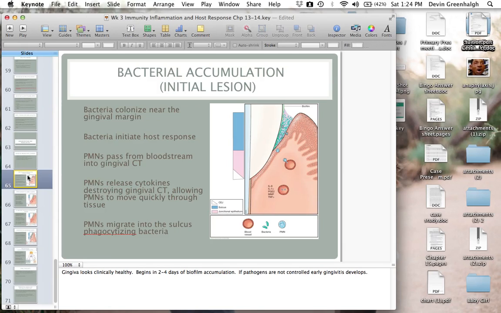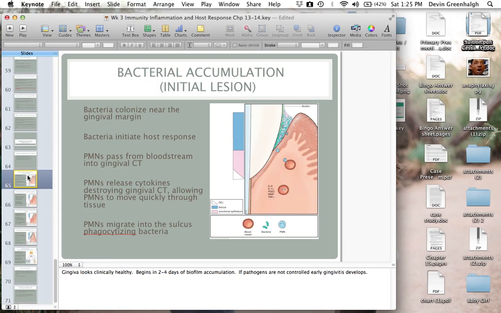So, let's talk about the initial lesion, which was bacterial accumulation. Bacteria starts to colonize near the gingival margin. It initiates the host response, because again, anytime there's a pathogen in our mouth, it's fine in there until the body responds to it, right? And then PMNs or neutrophils pass from the bloodstream into the gingival connective tissue. PMNs release cytokines, destroying connective tissue, allowing PMNs to move more quickly through the tissue. And then PMNs migrate into the sulcus, phagocytizing bacteria.